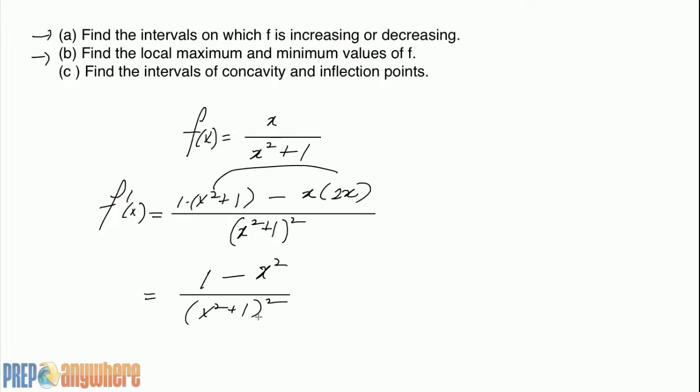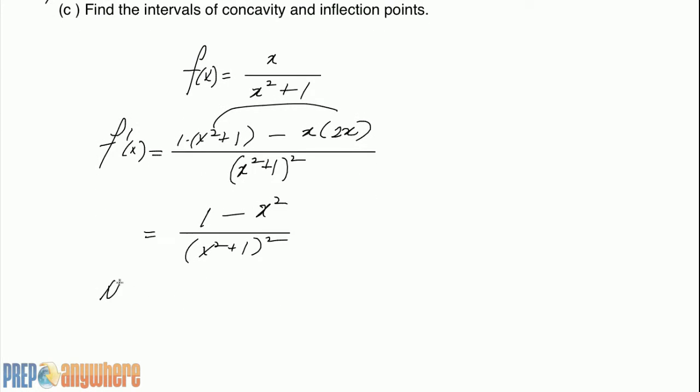Okay, so note that x squared plus 1 is always greater than or equal to 1, because x squared is always positive. That means there's no way x squared plus 1, which is always positive by the way, squared can be 0. So there are no critical numbers from the bottom.